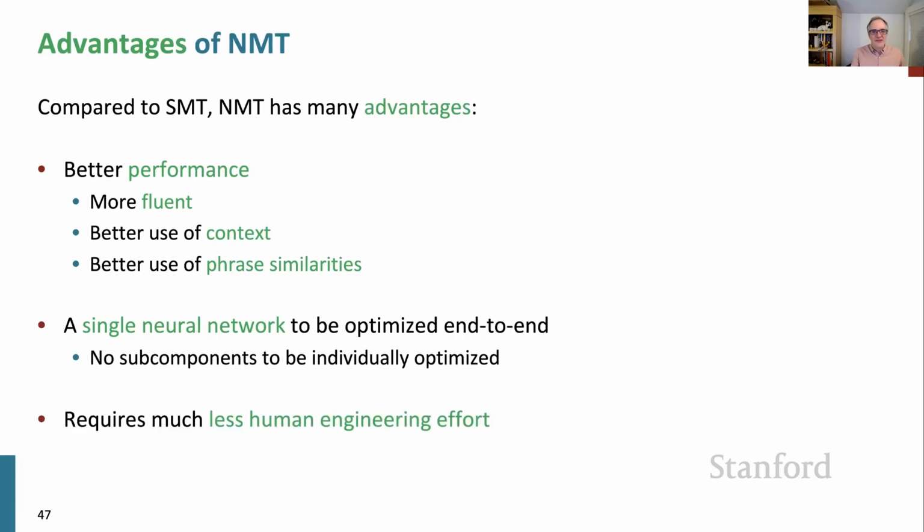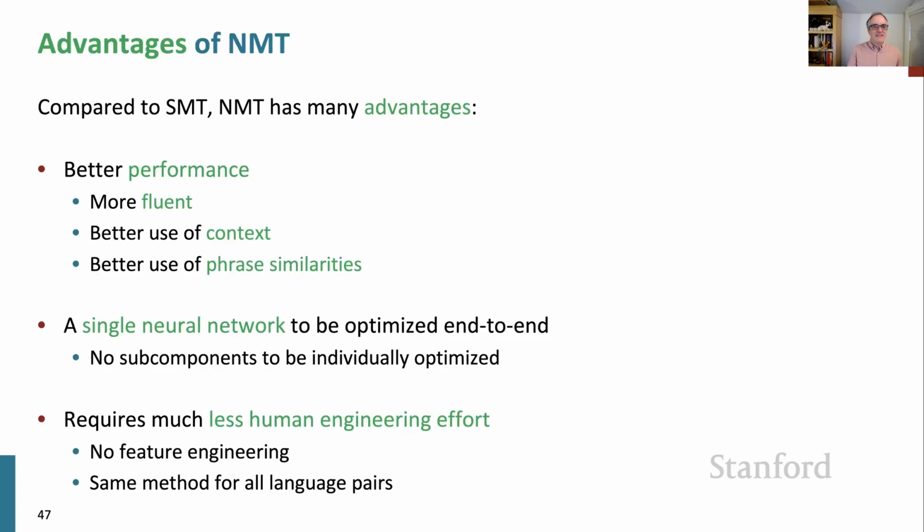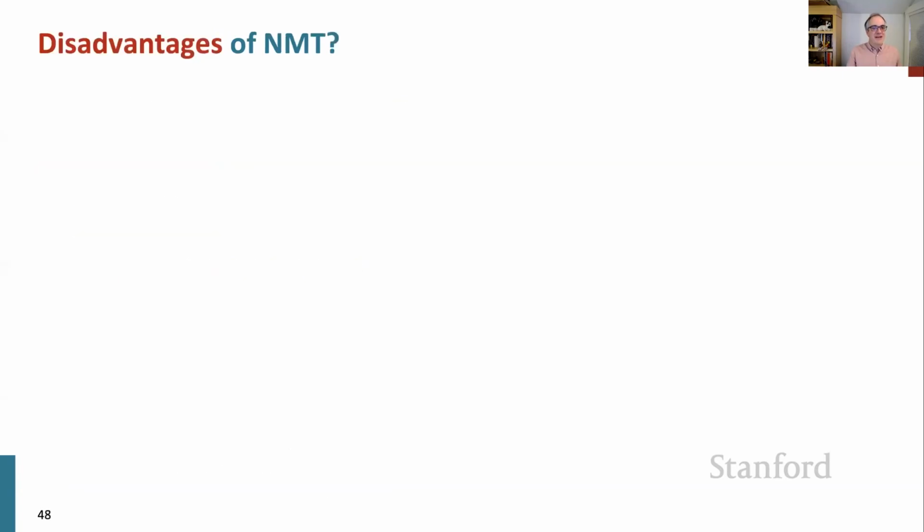The models are also actually great in other ways. They actually require much less human effort to build. There's no feature engineering. There's, in general, no language-specific components. You're using the same method for all language pairs. Of course, it's rare for things to be perfect in every way. So neural machine translation systems also have some disadvantages compared to the older statistical machine translation systems.